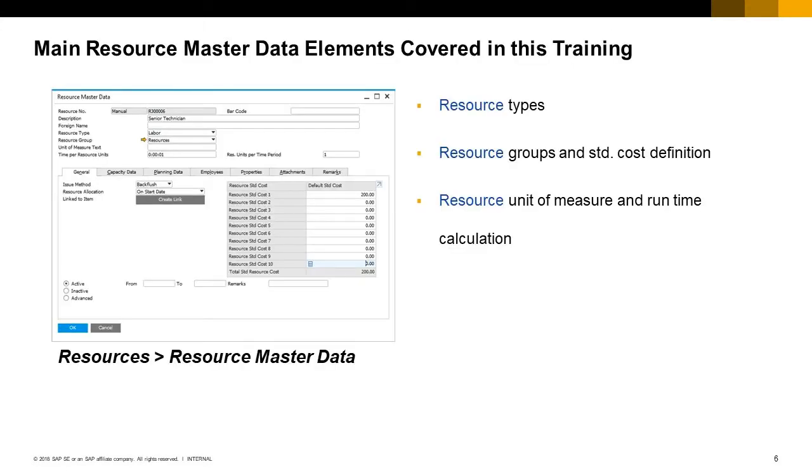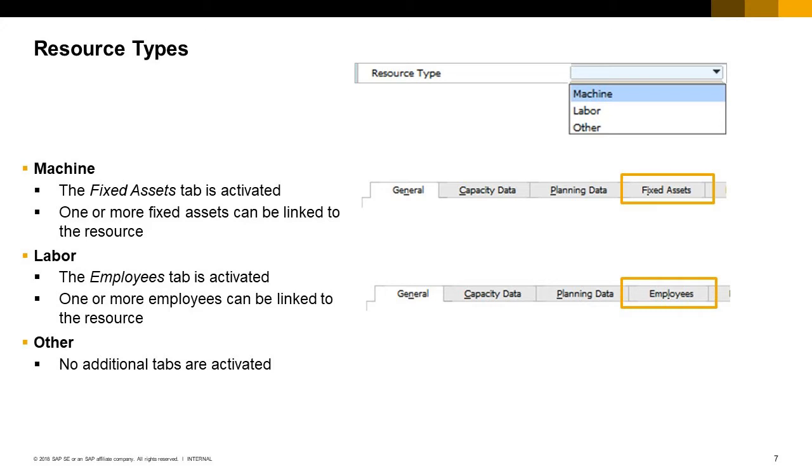This is an image of resource master data. Here you can define important data, such as resource type and group, resource unit of measure, and resource capacity. In this topic, we will cover these three aspects: resource types, resource groups, resource unit of measure and runtime calculation. Resource capacity management is covered in the resource capacity course topic. Let us start with the resource type.